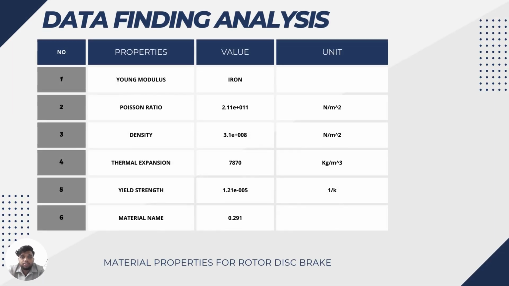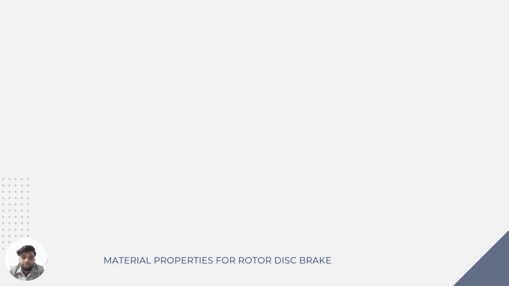Now let's go further into our data finding analysis. I am deeply sorry for our slight error. Young's modulus and material name have switched, but the value is the same. First of all, let's start with our material name. Material name is iron, and further on we have Poisson ratio, density, thermal expansion, and yield strength, and on the right side we have our units.